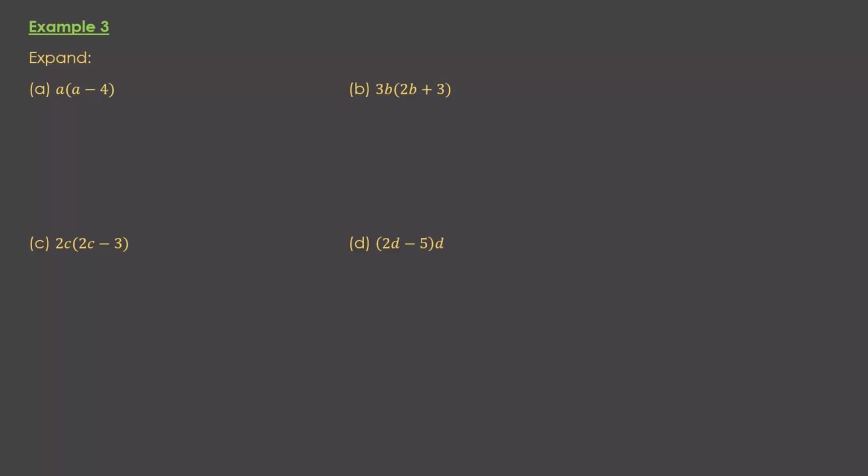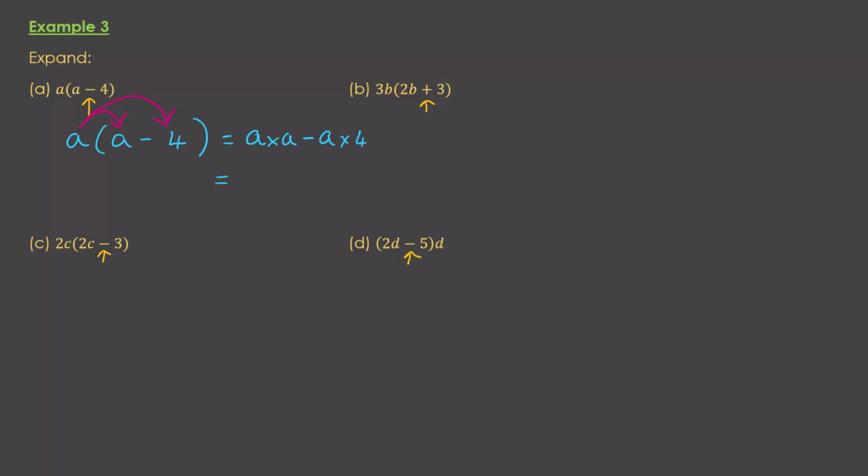Now, with this one, let's just note that this one is a minus because we've got some mixed ones here. This one here is a plus, that's a negative, and that's a negative. So we've got A take away 4. We use our usual expansion pattern, and that's going to give me A times A take away A times 4.